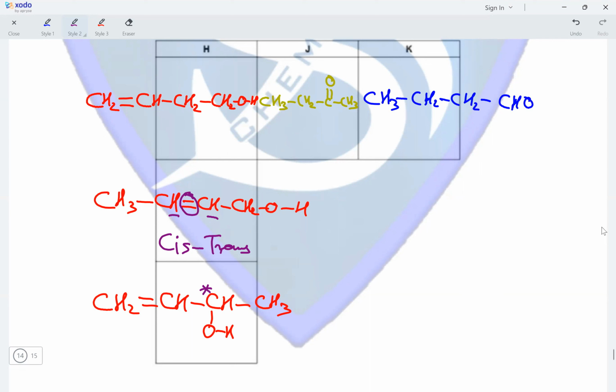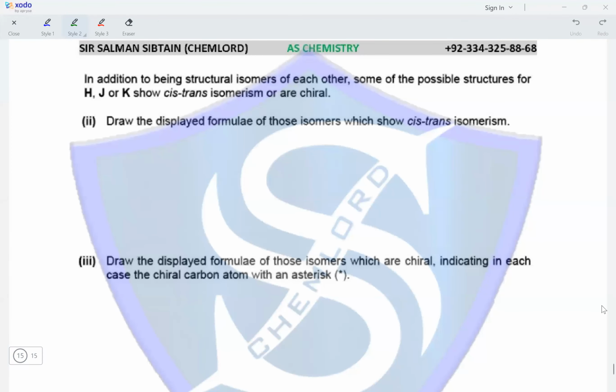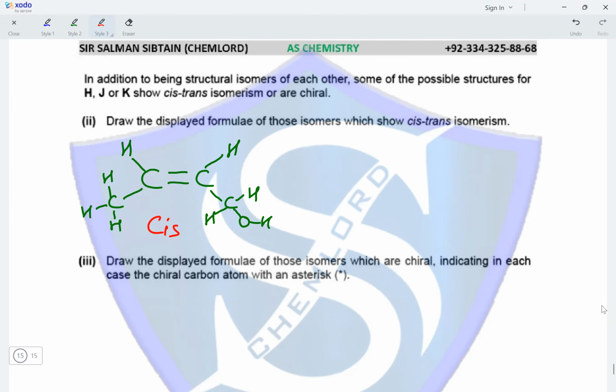So now to draw the geometric isomers and the optical isomers of these two compounds. So for the cis-trans isomer, we have two carbon atoms with a hydrogen on both of them. On one, we've got CH2OH present, and on the other, we've got a CH3 group present. So this is the cis isomer of that compound.